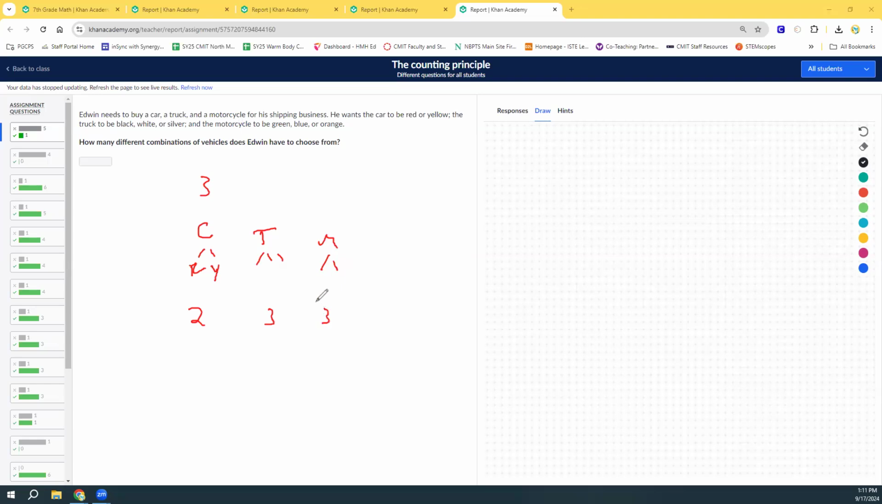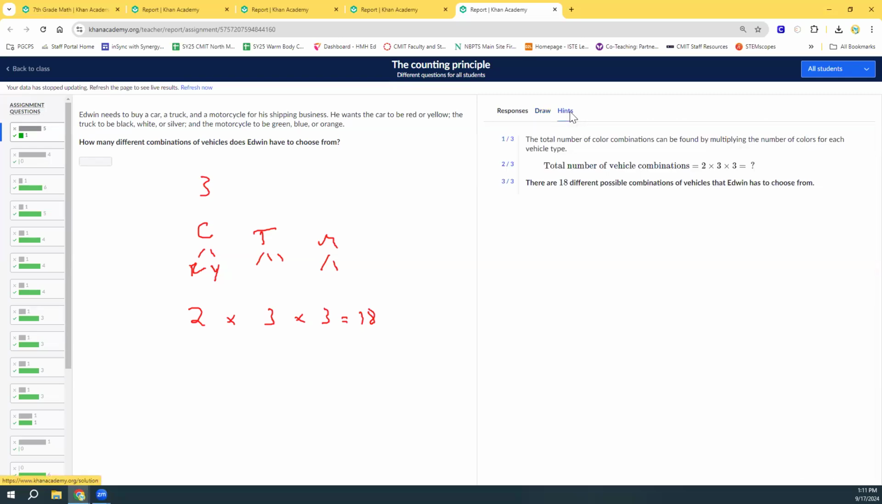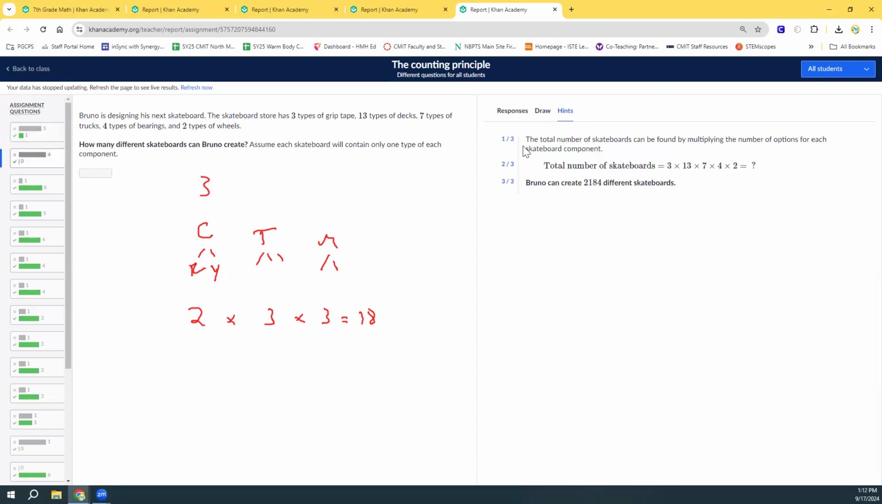How many different combinations of vehicles does he have to choose from? So there's 2 types of cars, 3 types of trucks, and 3 types of motorcycles. We multiply those together. 6 times 3 is 18. Let's see if I'm right. 18, there you go. The total number of color combinations can be found by multiplying each type of vehicle times. Let's do one more. That was so fun.